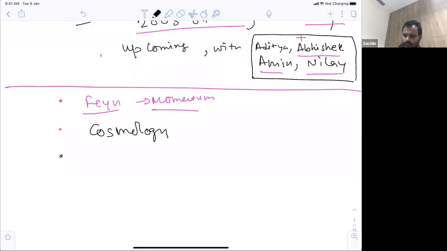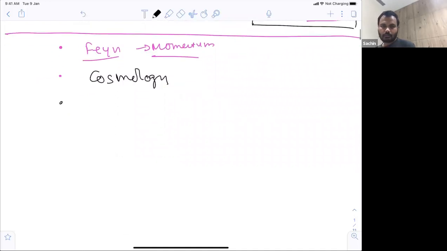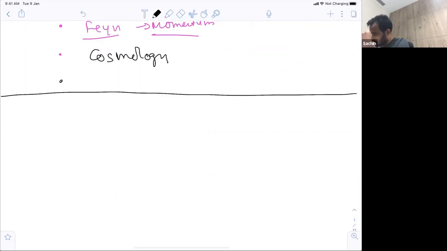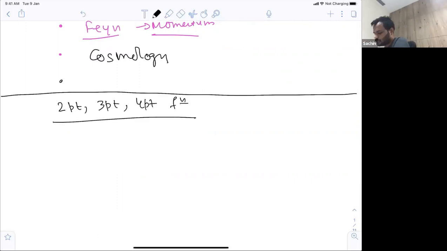Although in position space and Mellin space people have invested a lot of time, in momentum space not much has been investigated. There are some reasons for that, which I'll discuss in a bit. One of the things that we'll be computing are 2 point, 3 point, and 4 point functions in momentum space.